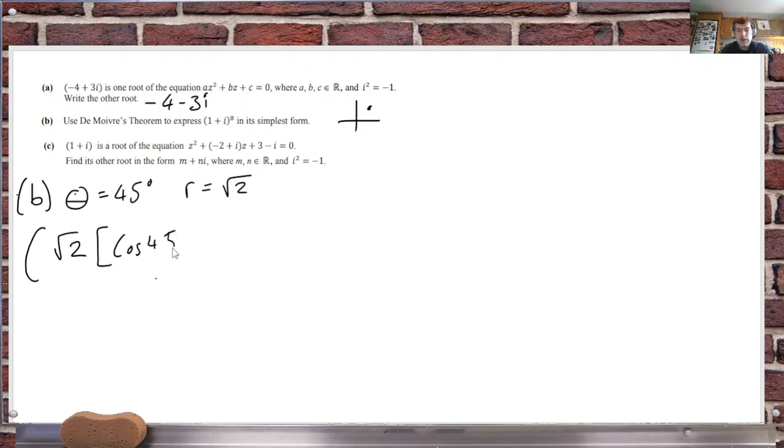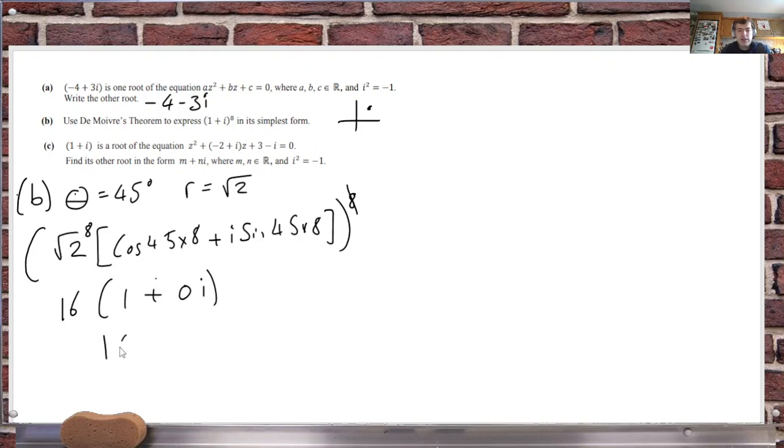cos 45 plus i sine 45, to the power 8. De Moivre says the 8 multiplies the angle and goes on this one. That's 16. That's cos 360, which is 1, and that's sine 360, which is 0. So that's just 16.